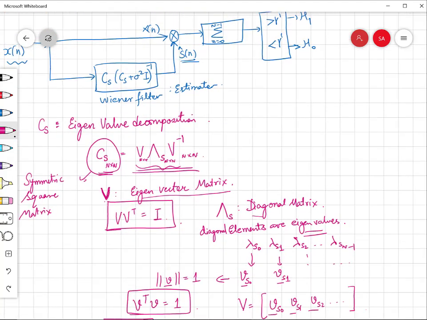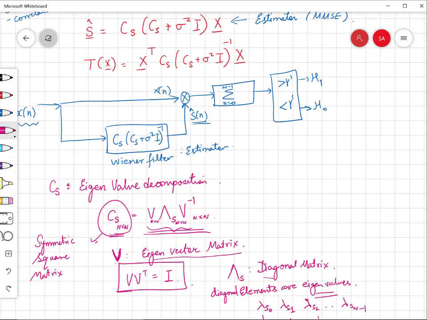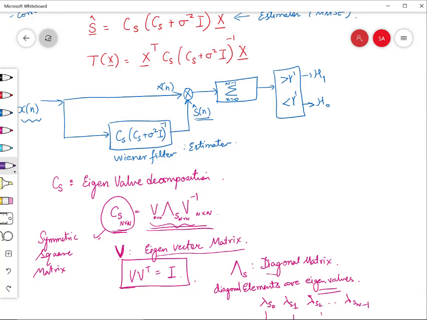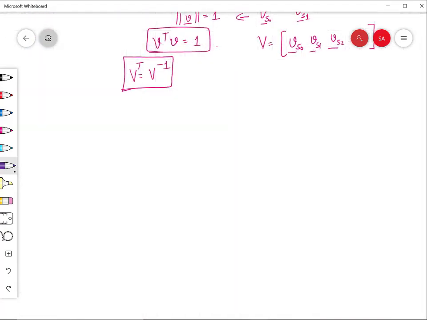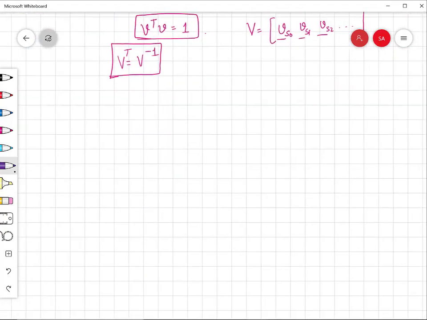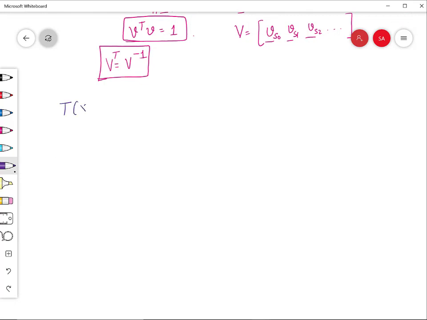So let's go back. Now I'll show you how to use this matrix here. Let's see this expression again. So let me write it here. T(x) is equal to x transpose Cs (Cs plus sigma square I) inverse x, right?